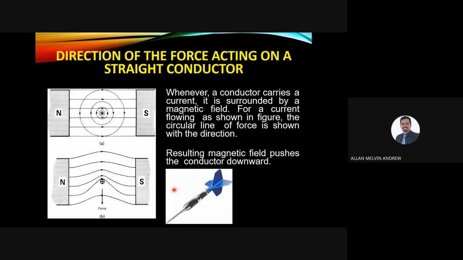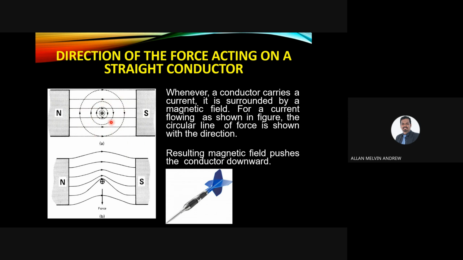Now the direction of the force acting on a straight conductor. When the magnet is this way, the field moves from north to south. When we place a conductor in between the field, it will generate its own magnetic flux.